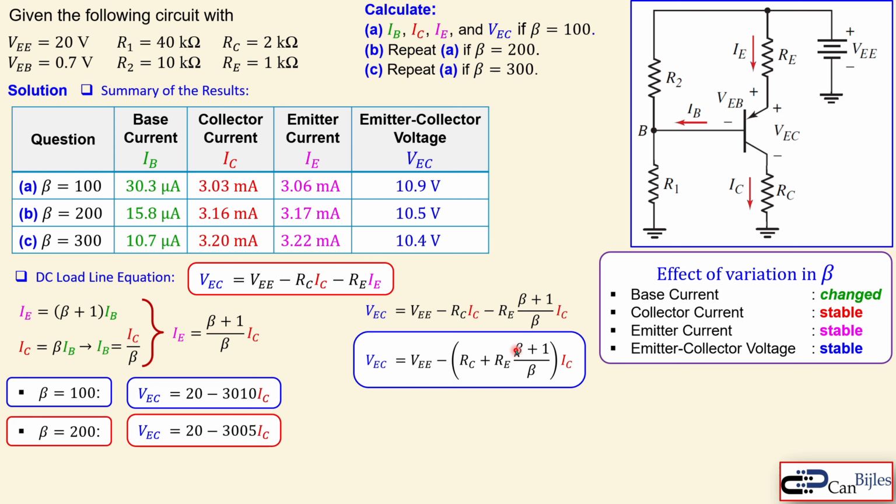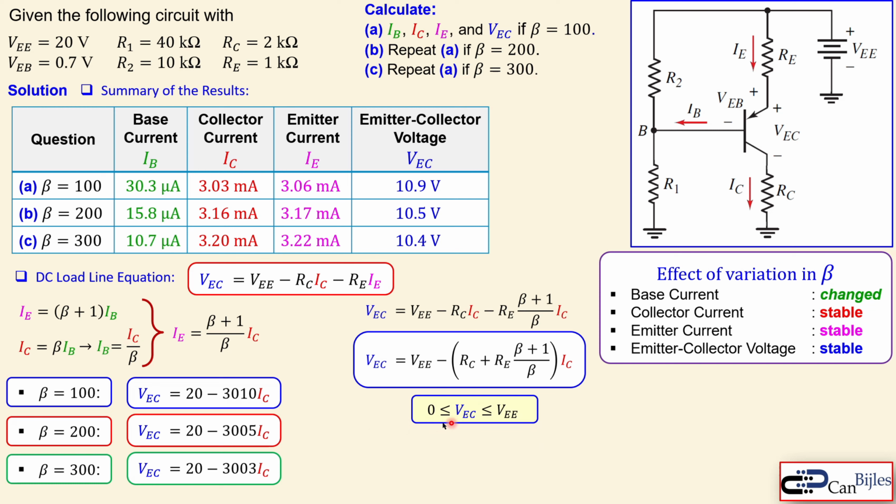Because it is now beta plus 1 over beta, which is 101 over 100, and then in the second case it is 201 over 200. So it is now closer to 1, and the summation of these two resistors RC and RE is 3000. So you get 3005, and in the first case it was 3010, so a little bit of an error or actual value. In the beta is 300 case, you will get closer to 3000, so it is now 3003. But you can say in all three cases for beta, VEC is very close to 20 minus 3000 IC. This is just to show you that these lines are a little bit different from the actual 3000 here.